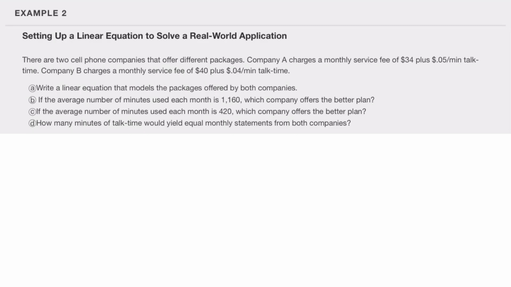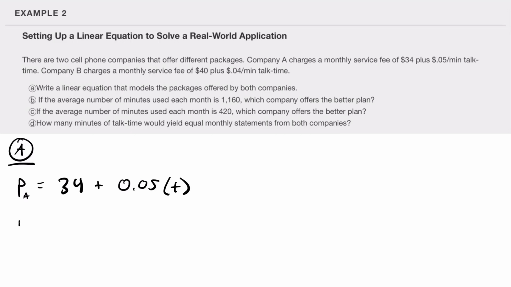Let me see. So we'll focus on company A, and I'll just abbreviate it like this. So a monthly service fee. So the package for company A is going to be what? A monthly service fee of $34. So it's a flat fee of $34 plus 5 cents per minute of talk time. And so I guess we'll let T be the minutes of talk time.